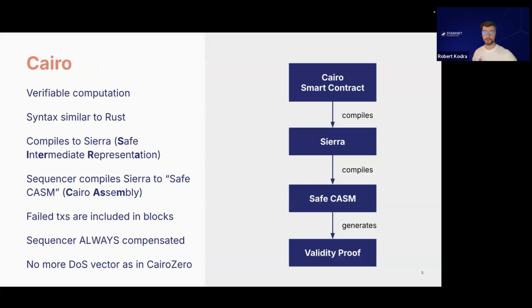Last session, what we learned so far is that Cairo enables verifiable computation, and also the syntax is similar to Rust. We've seen a small snippet of code, how it looks, and some of the structs, and so on. But what's new now is that Cairo doesn't compile directly to this Cairo assembly bytecode. First, it compiles down to an intermediate representation called Sierra, and Sierra stands for Safe Intermediate Representation. After that, the Sierra program gets compiled down to Safe Casm, which is the Cairo assembly code.